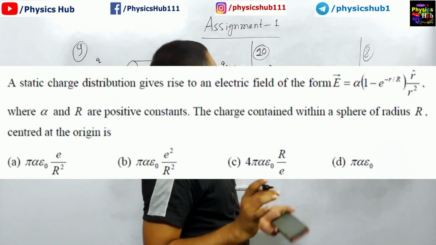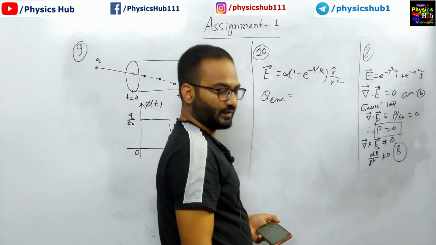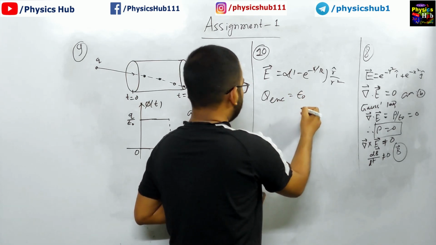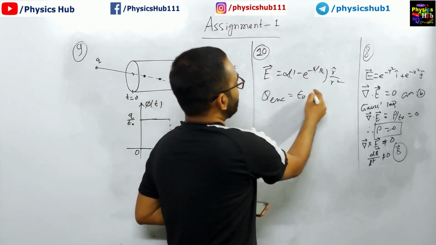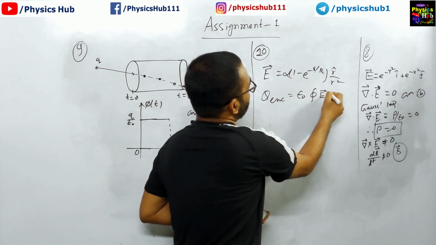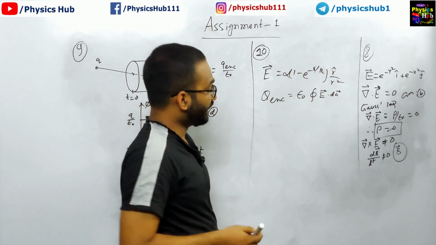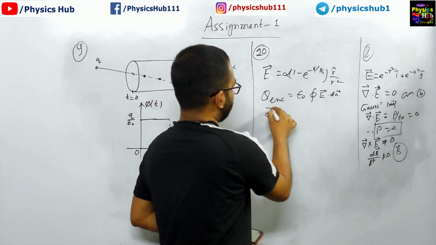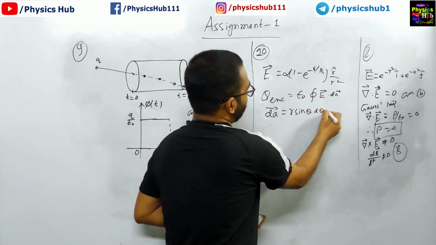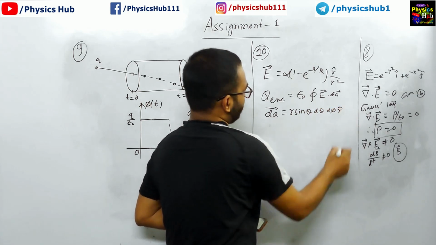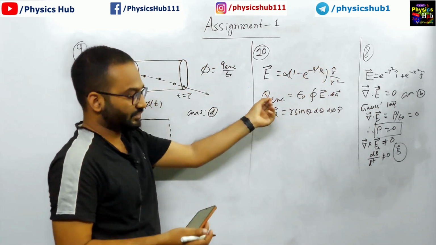This question is very simple. You know from Gauss law, the integral of E dot ds is equal to Q enclosed by epsilon naught. So Q enclosed is equal to epsilon naught times the integration of E dot dA. Now this is given in spherical polar coordinates, so you can write the vector dA as r squared sin theta d theta d phi, and the direction will be r cap. If you replace this and take the integration, you will get a general expression for Q enclosed.